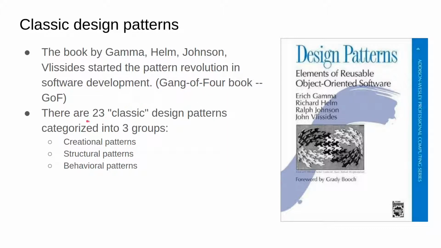So they present 23 classic design patterns that can be categorized into 3 groups: creational patterns, structural patterns, and behavioral patterns. We will later on see what each of these categories is for, but to quickly summarize, creational patterns is how you create objects. Structural patterns is how you structure how the objects interact with each other. And finally, behavioral patterns solve the problems with how objects behave with each other.